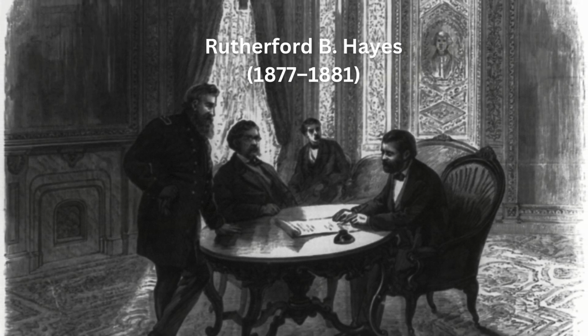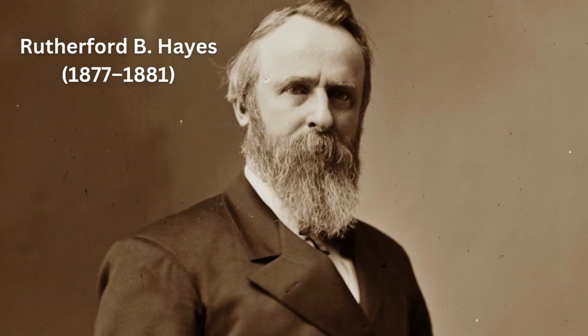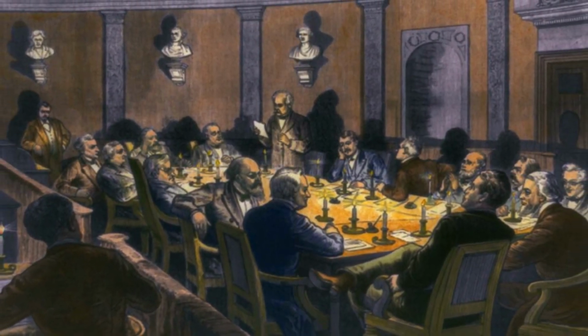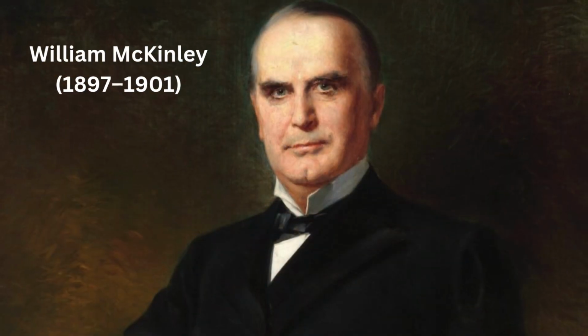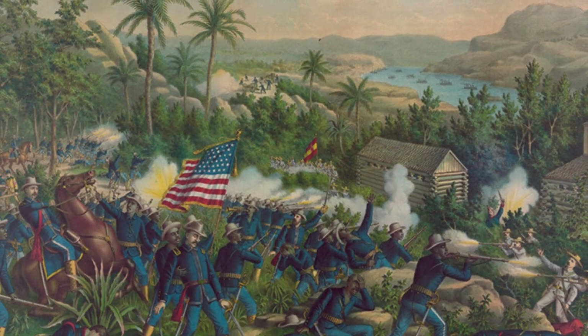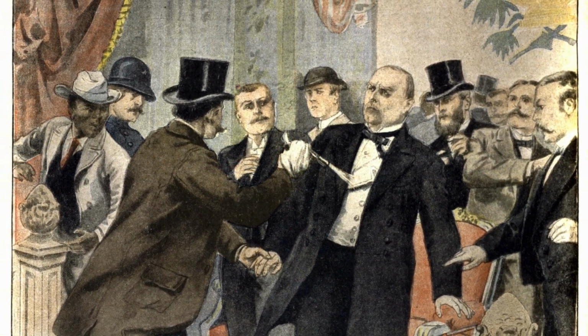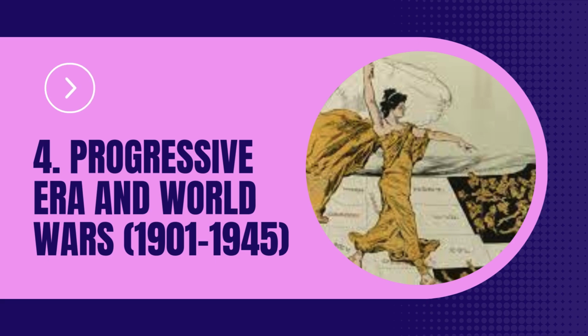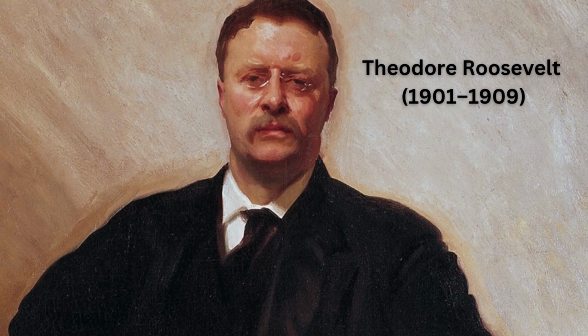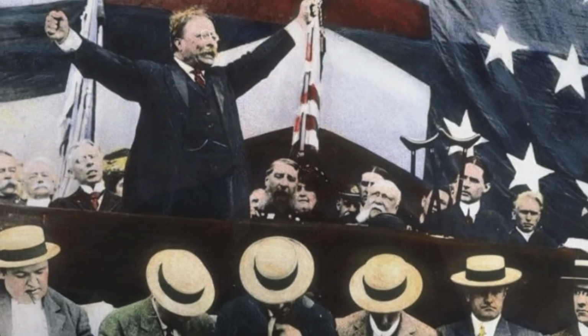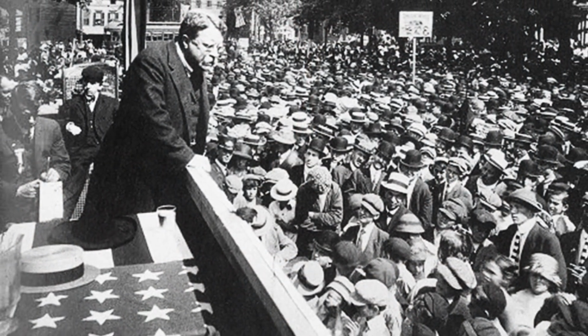Combated the KKK. Rutherford B. Hayes, 1877 to 1881, ended Reconstruction, withdrawing federal troops from the South. William McKinley, 1897 to 1901, Spanish-American War, 1898, expansionism. Assassinated in 1901. 4. Progressive Era and World Wars, 1901 to 1945. Theodore Roosevelt, 1901 to 1909, Progressive Reforms, Square Deal, Conservation and Trust Busting.